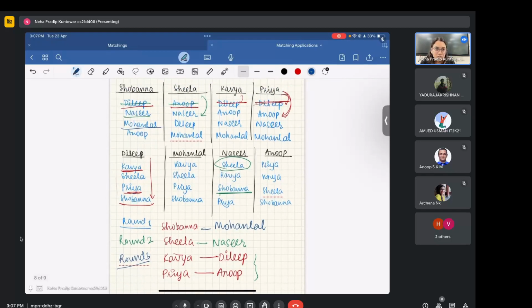What I want you to observe is whether this matching is stable or not. Is it possible that two pairs can swap each other and be happier rather than being in this matching? Maybe you can take a minute and see.